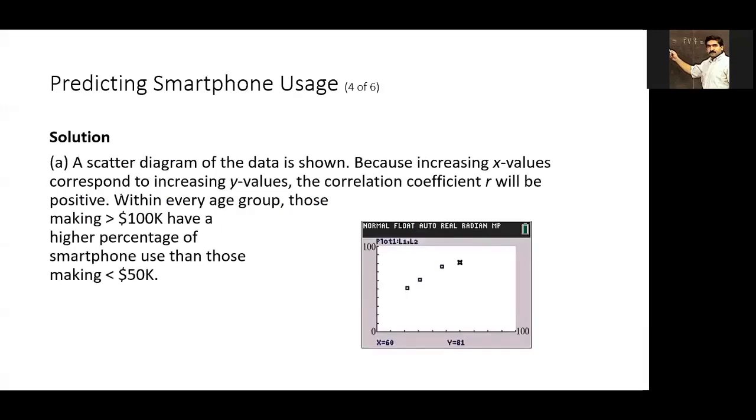So in this case, the scatter diagram of the data is shown. Because increasing X value corresponds to increasing Y value, the correlation coefficient R will be positive. Within every age group, those making over $100,000 have a higher percentage of smartphone use than those making less than $50,000.